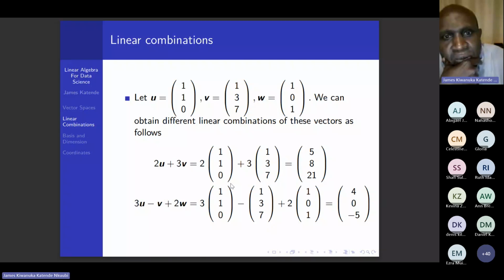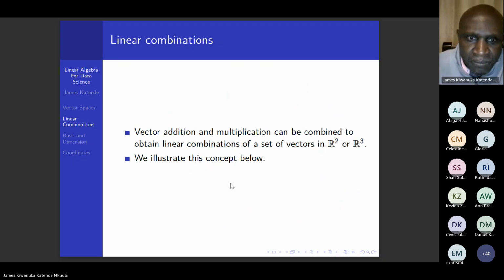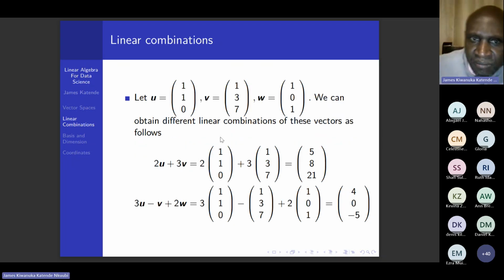So here we are, linear combination. So we'll start with a set of vectors. We pick some vectors in R3.